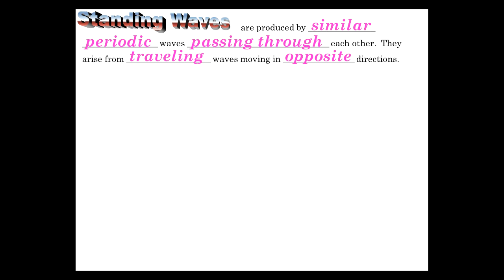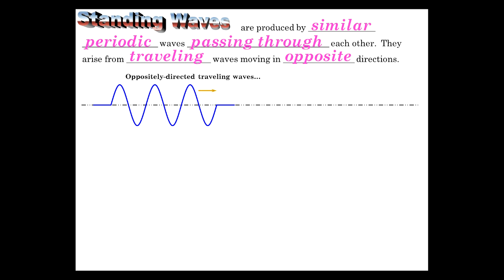Traveling waves moving in opposite directions. So here's our first wave. Our first wave looks like this. It's moving to the right, and it has amplitude A, wavelength lambda. And we're going to have a similar wave going in the other direction, moving to the left, amplitude A, wavelength lambda. And if you bring those in opposite directions, they interfere with each other on a continuous basis. They make a standing wave.